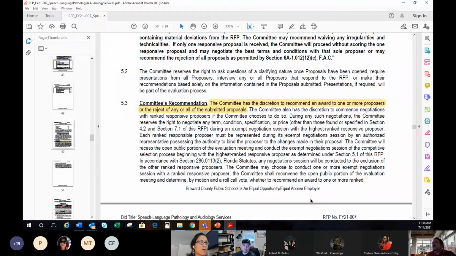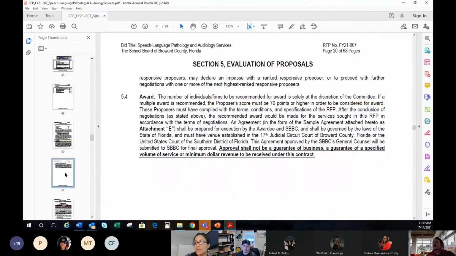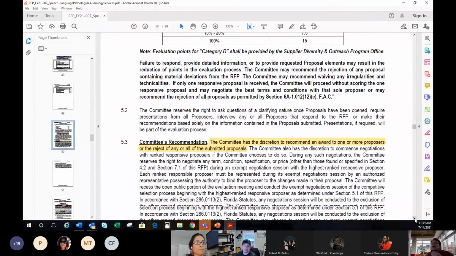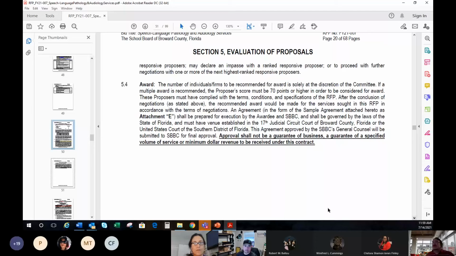The committee shall reconvene the open portion of the evaluation meeting and determine, with every committee member there, by motion and roll call vote, whether to recommend an award to one or more ranked responsive proposers, or may declare an impasse with a ranked responsive proposer.